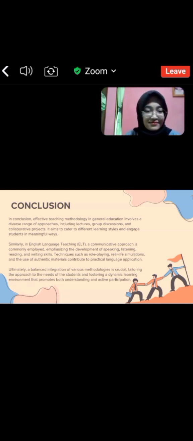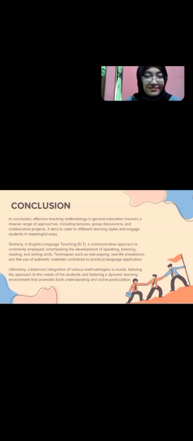In conclusion, effective teaching methodology in general education involves a diverse range of approaches, including lecture, group discussion, and collaborative project. It aims to cater to different learning styles and engage students in meaningful ways.